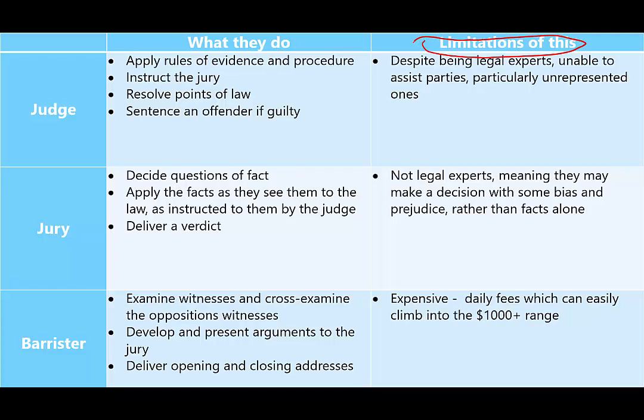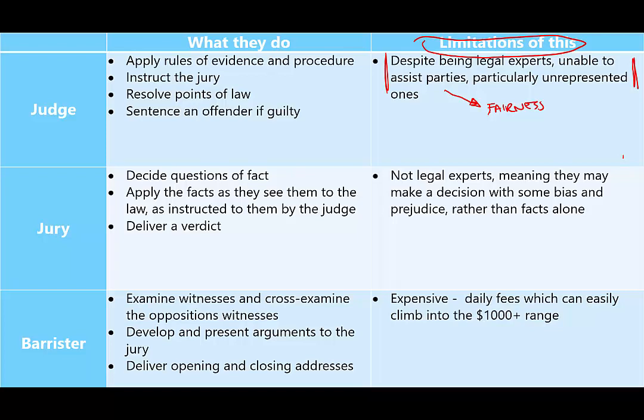But rather than being like, well, what don't they do, what issues does this throw up? And this is often really closely linked to the principles of justice. Well, one of the big issues that these responsibilities of the judge throws up is that despite being legal experts, judges are actually unable to assist parties, particularly unrepresented ones. And we know that if a party's unrepresented, can't put forward the best arguments, the judge can't help them, that this is potentially a negative outcome for fairness. So we're often actually saying, okay, based on the responsibilities of these key parties, what issues does this cause? What negatives does this cause in relation to the principles of justice?